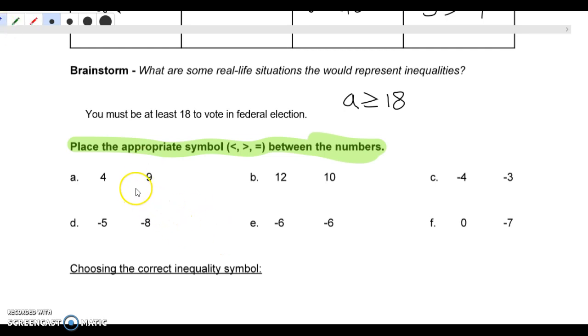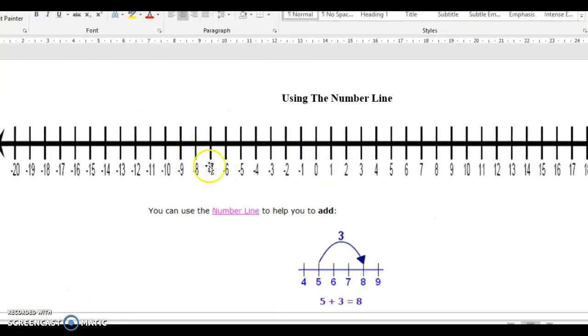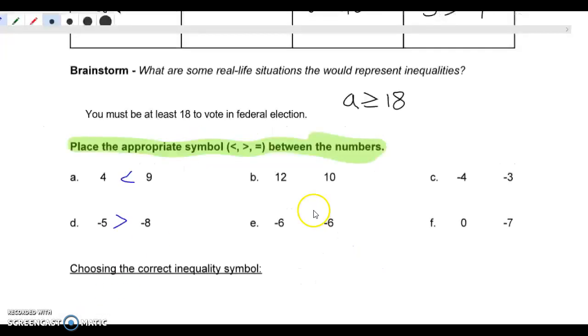Alright, so let's take a look at this. Right, so 4 is less than 9, or 9 is greater than 4. Okay, on a number line, -5 is greater than -8. Okay, let's take a look at that on a number line. So here's -5 and here's -8. So -5 is greater than -8. Okay, then you have 12 is greater than 10.